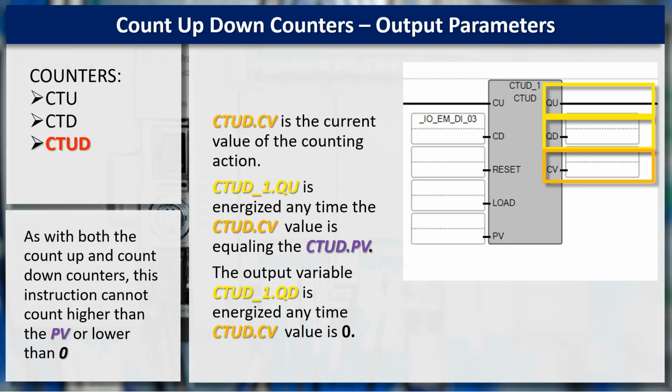We have 3 output parameters on the count up, count down counter. The CV is the current value of the counting action. The QU is energized anytime the current value is equal to the programmed value, and the QD variable is energized anytime the current value is 0. As with both the count up and count down counters, this instruction cannot count higher than the programmed process variable, or lower than 0.